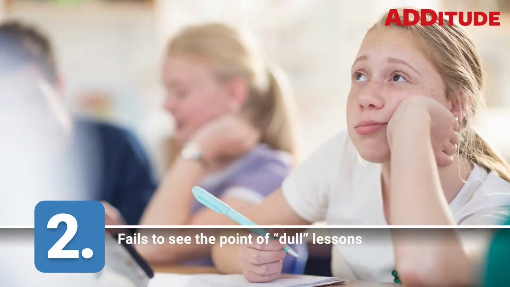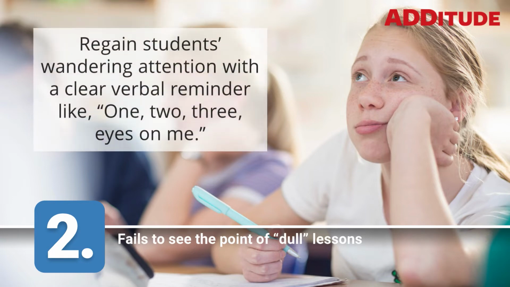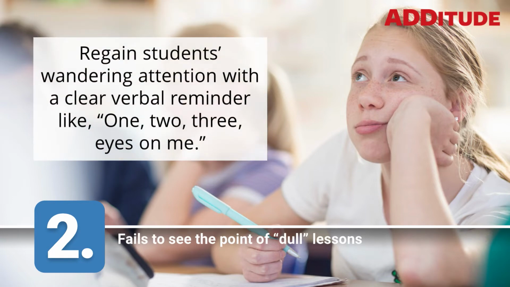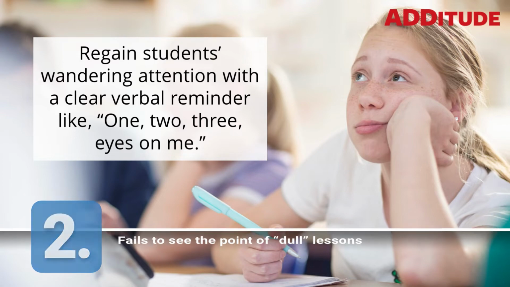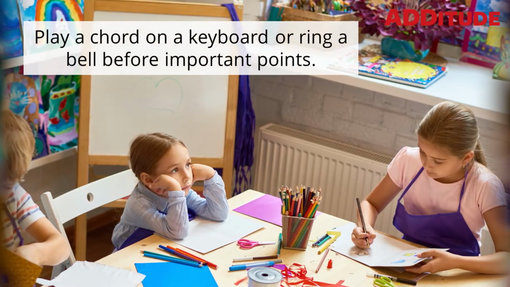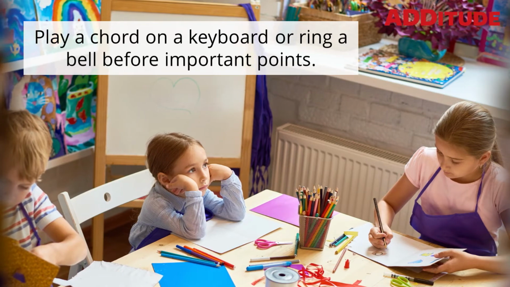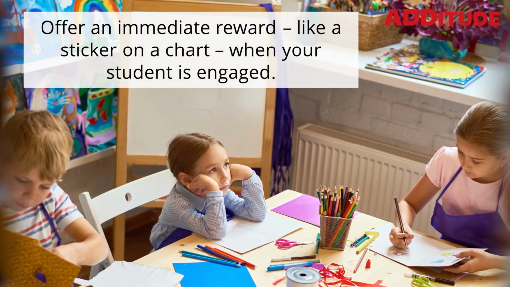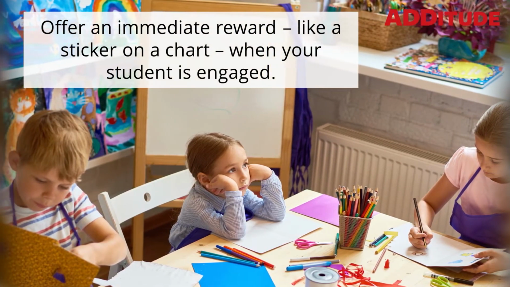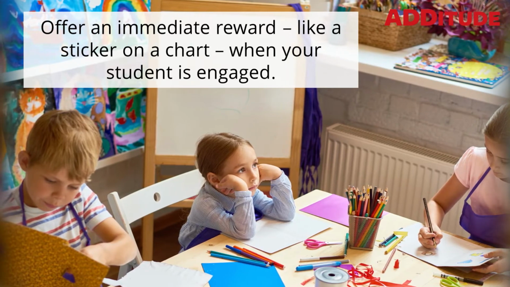2. Fails to see the point of dull lessons. Regain students' wandering attention with a clear verbal reminder like 1, 2, 3, eyes on me. Play a chord on a keyboard or ring a bell before important points. Offer an immediate reward, like a sticker on a chart, when your student is engaged.